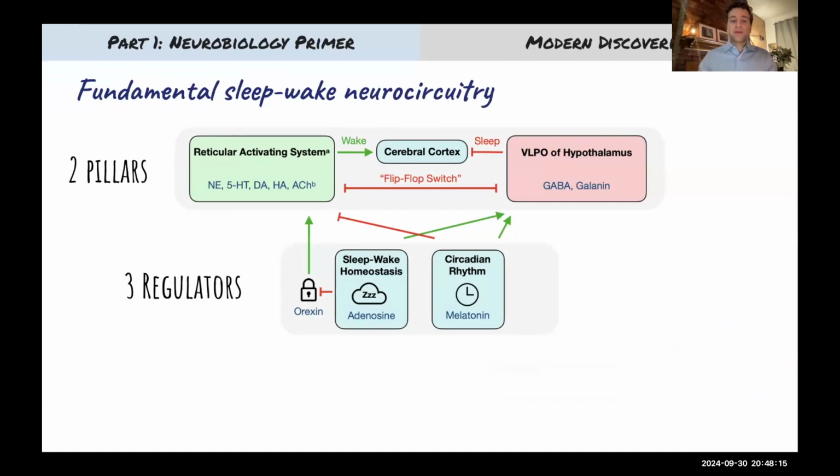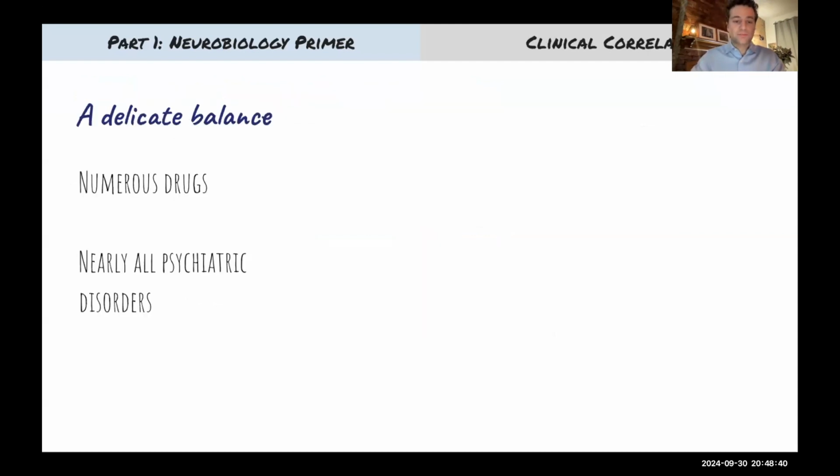So here we have the fundamental sleep-wake neurocircuitry. It is composed of the two fundamental pillars: the reticular activating system, stimulating wakefulness, and the VLPO of the hypothalamus, stimulating sleep; the flip-flop switch between them; and these three fundamental regulators: sleep-wake homeostasis, circadian rhythm, and orexin, helping the brain know when to enter a state of sleep or wakefulness.